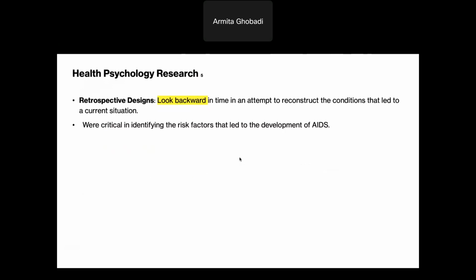Another method or another design is the retrospective design. You're going to look backward this time to understand what conditions caused or helped to develop a specific health situation. For example, now we are in 2024, let's look back and identify the risk factors for AIDS, for the development of AIDS.